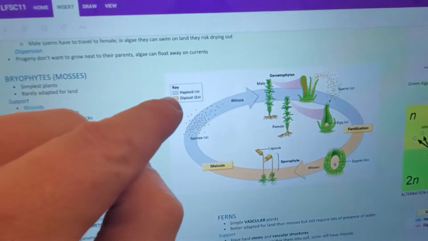So plants do this, except when you have both sets of chromosomes, so you've done mitosis, you've got both sets of chromosomes, that's called being diploid. Those cells are diploid. And it's recorded as 2N. That's diploid. Here's an example, diploid.